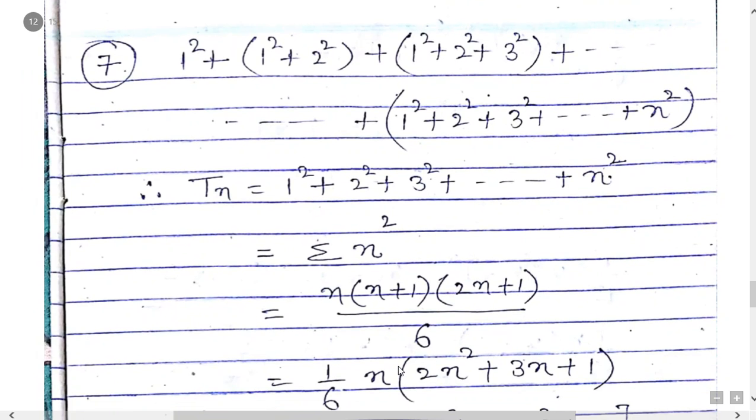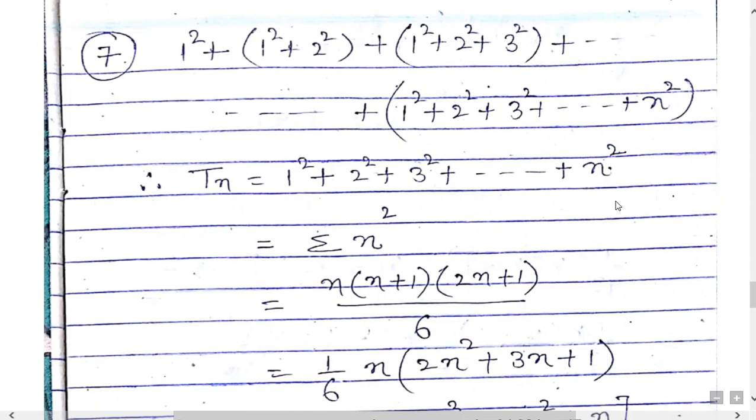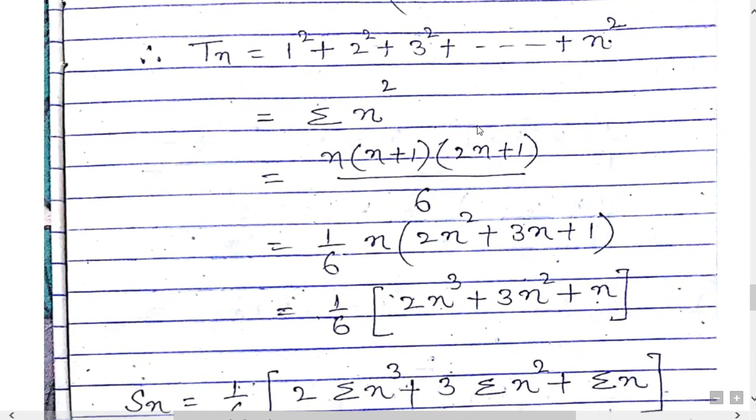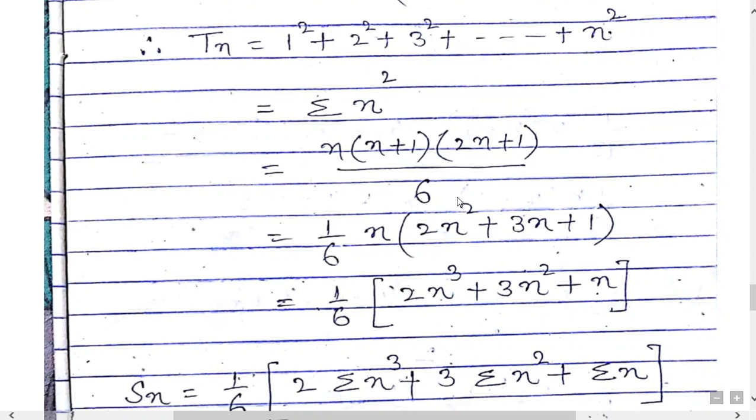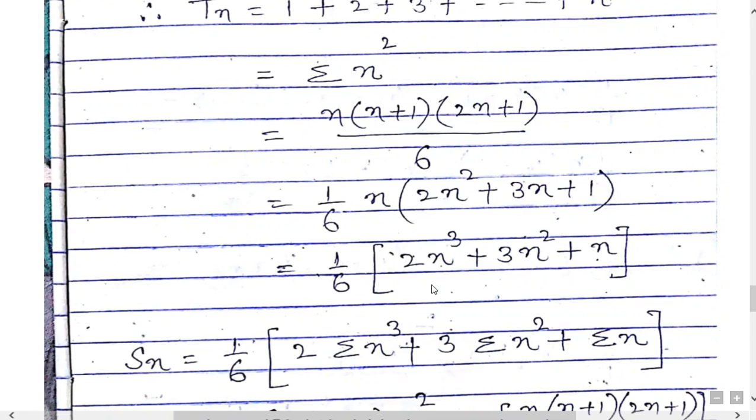Now question number 7 is a little bit different from the previous one. The nth term is given. Now apply the formula of sigma n square in the nth term. It's n into n plus 1 into 2n plus 1 divided by 6. Then multiply all the terms. You will get 2n cube plus 3n square plus n divided by 6.